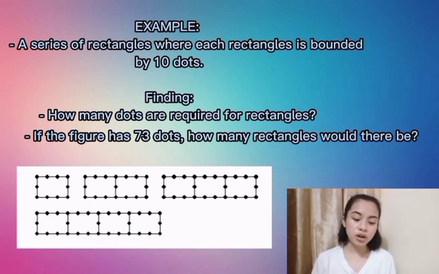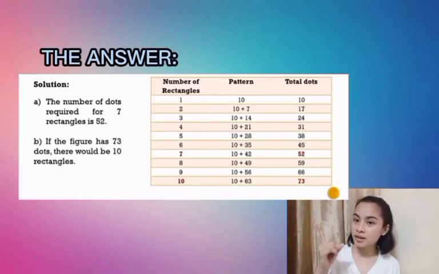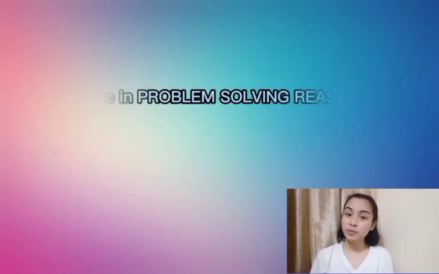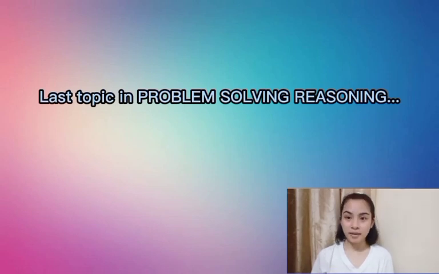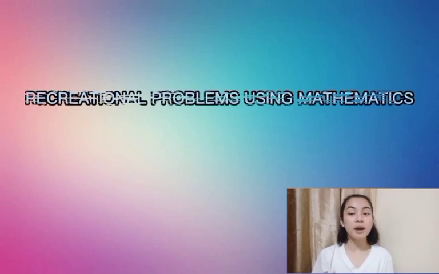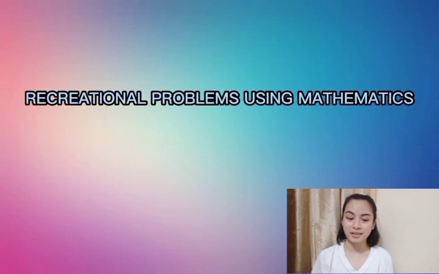Second, if the figure has 73 dots, how many rectangles would there be? So the answer is in the table. So let's proceed with the last topic. It was recreational problems using mathematics.